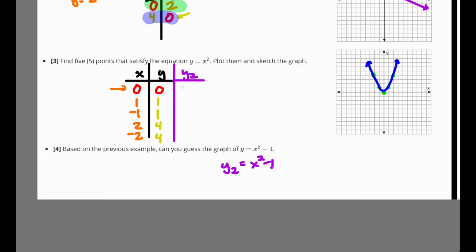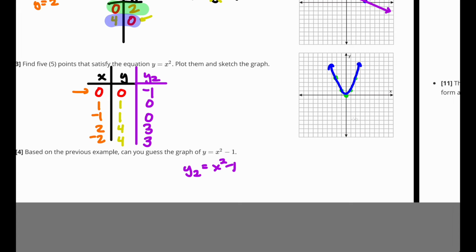Basically it's just whatever the y was, because the y is x squared, but we're subtracting 1 from it. So 0 minus 1 is negative 1. This is 0, this is 0, because I subtracted 1 from each of these because of this right here. Okay, 4 minus 1 is 3. 4 minus 1 is 3 as well again. So now what you notice is it's all the same y values, it's just one less value. And because it's one less value, it just basically shifts the entire graph down.